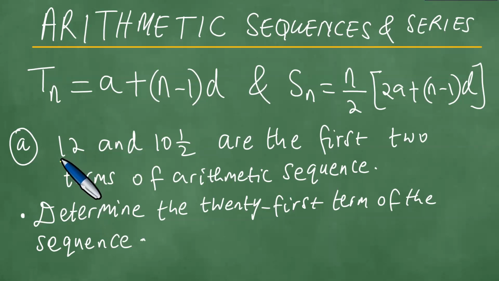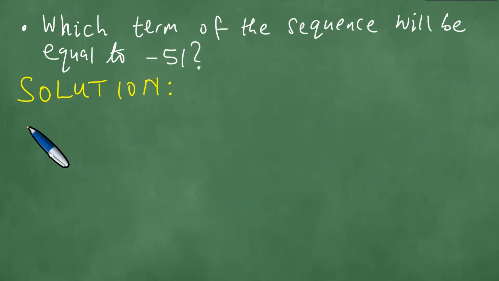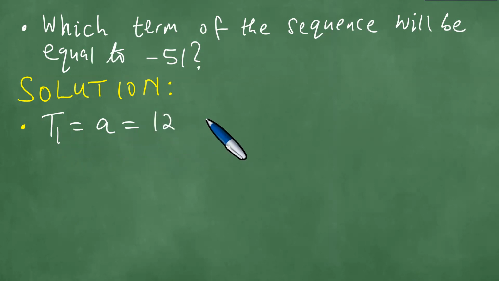But looking at the solution first, we note that the 12 and 10.5 are the first two terms of an arithmetic sequence. It means the following. That means that the first term is 12. And then simultaneously, because the first two terms, it means the second term is 10 and 1/2.